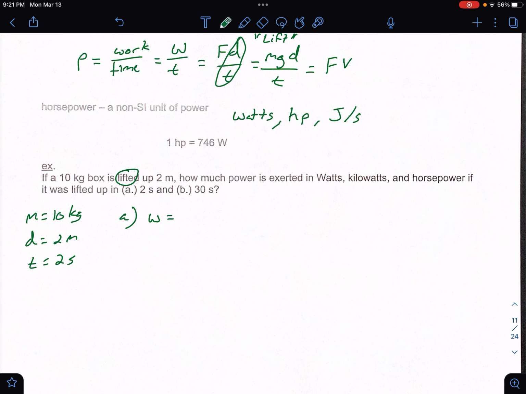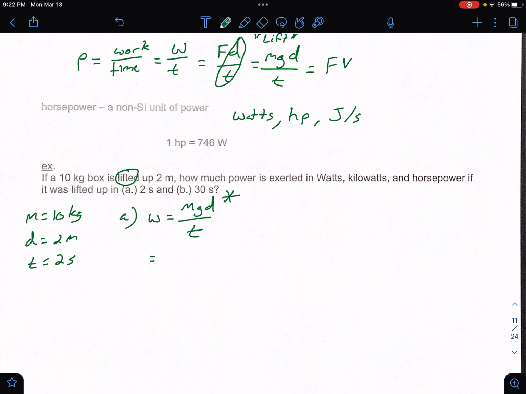So remember, I'm lifting. Since we're lifting, power is mass times gravity times distance over time. Could you find the force first, mass times gravity? That's fine. You can do that first and then plug it in, whatever you want to do. I just like doing it all in one thing. Anytime we're lifting, I know it's always this equation right here for power.